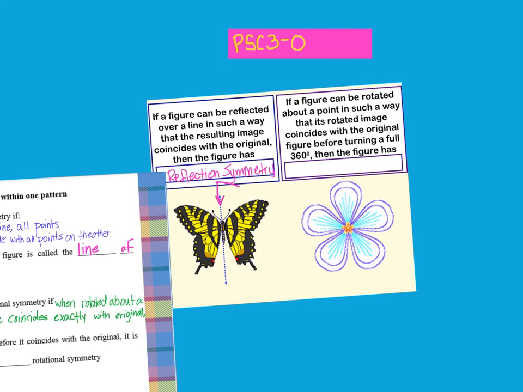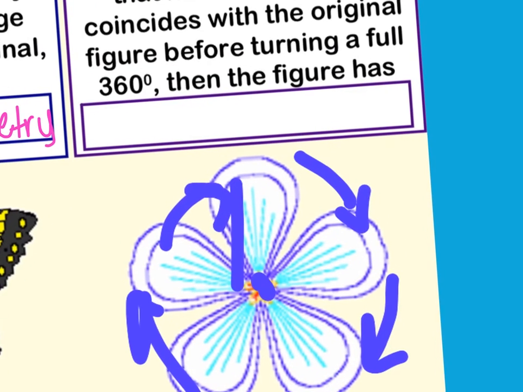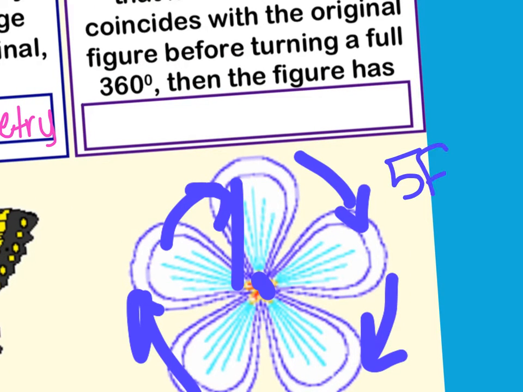this flower. This flower can be rotated once, twice, 3 times, 4 times, 5 times before it gets back to the original. And each time that we rotate it, I believe that's a fifth of the way around the circle, we would say that this has 5-fold rotational symmetry, because you can turn it 5 times before it gets back to the 360 and it will coincide with the original.